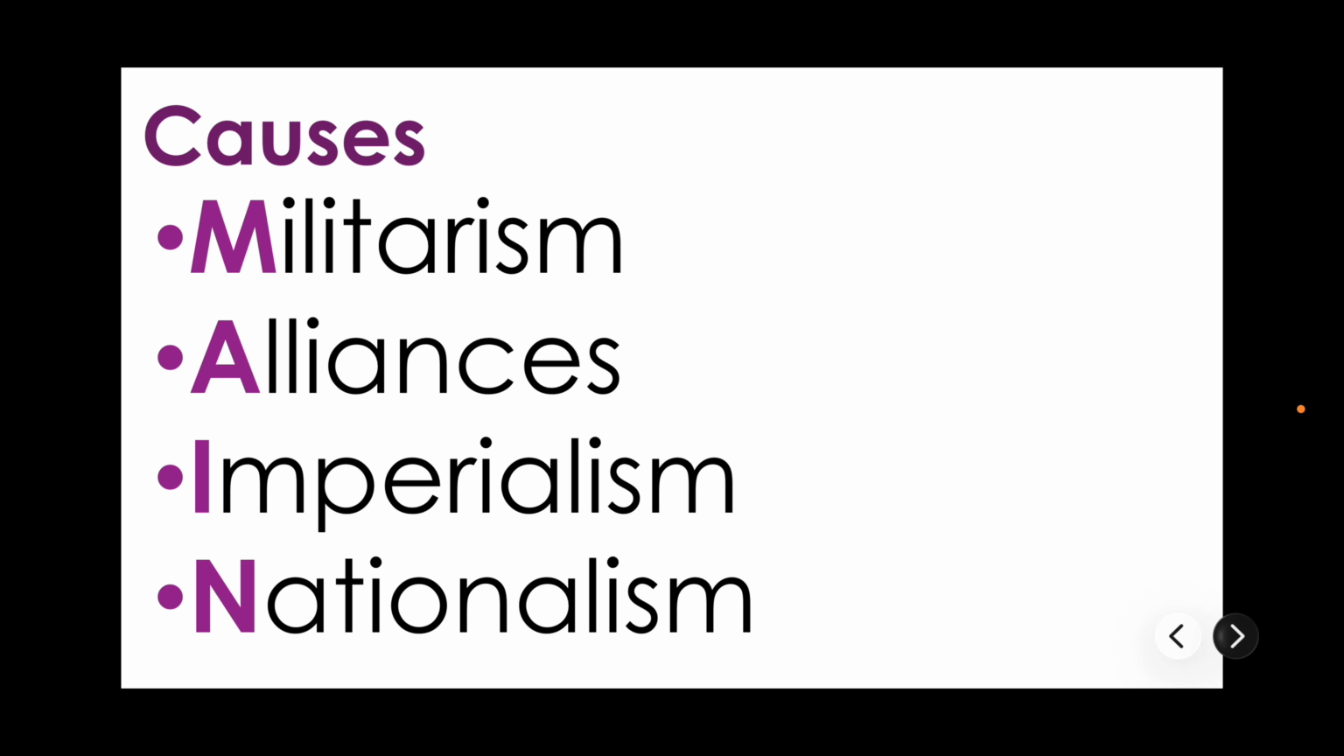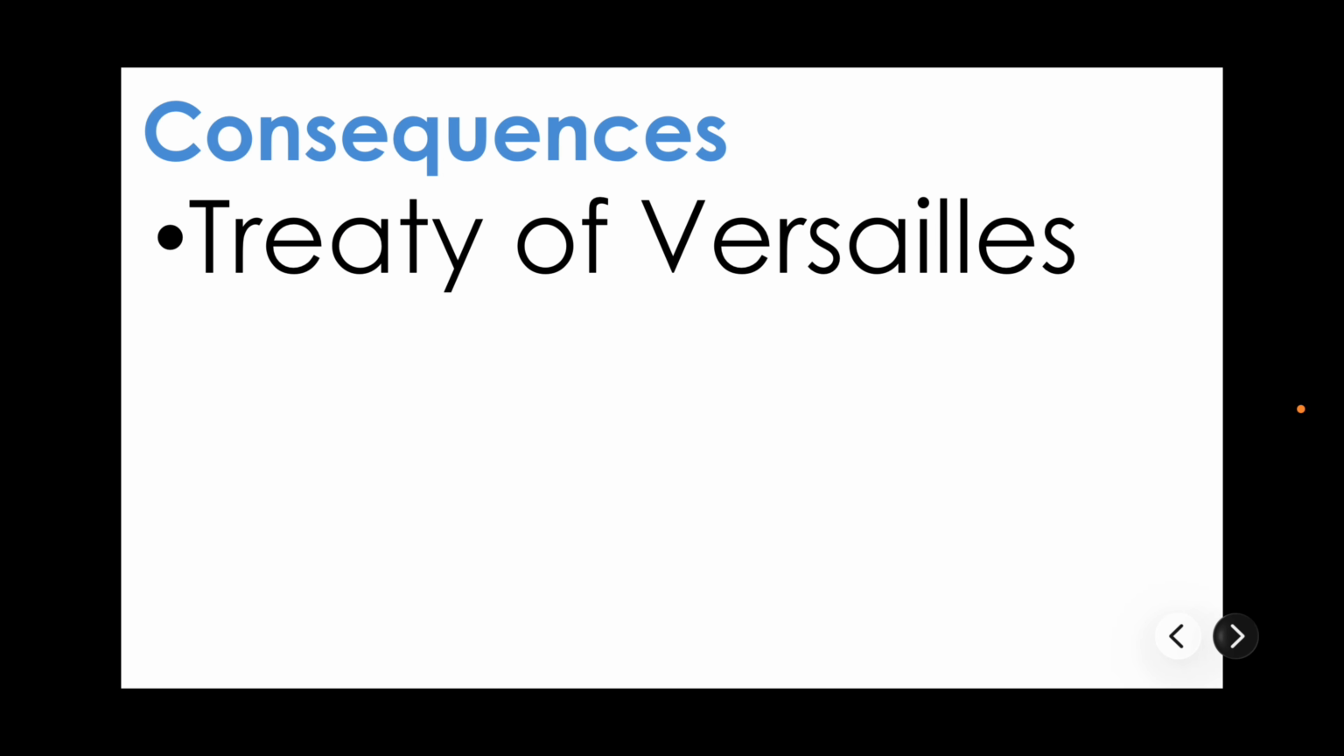Later, Italy is going to drop out of the Triple Alliance, and Germany and Austria-Hungary are going to gain the Ottoman Empire, which then changes their name to the Central Powers. So, what are the consequences of war? There are so many different consequences of war. However, today we're going to focus on the main consequence, which is going to be the Treaty of Versailles.